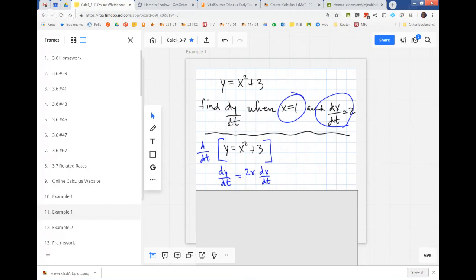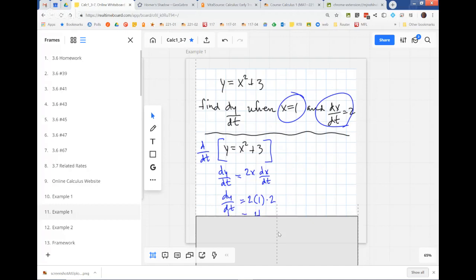Now, go back up to the problem. It says find dy/dt, which we've solved for, when x is 1 and dx/dt is 2. So we just literally plug in a 1 for x and a 2 for dx/dt, and we do the arithmetic. So what is dy/dt when x is 1 and dx/dt is 2? 4.